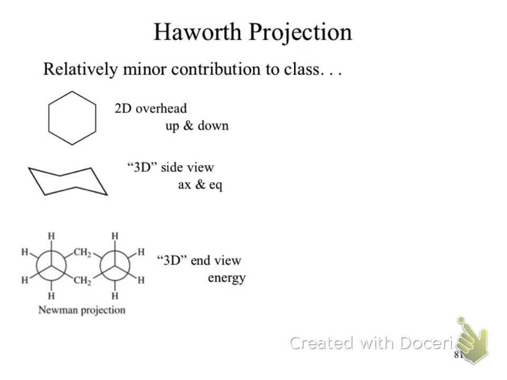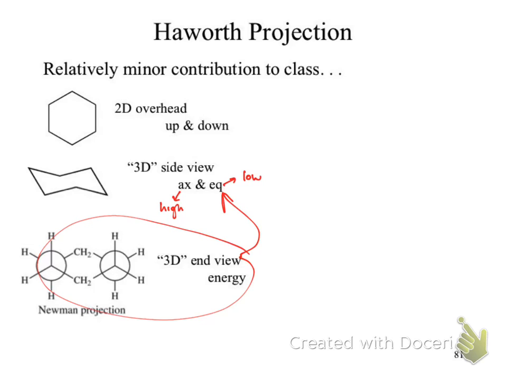So, next kind of topics that come out of this chapter, we have the 2D overhead, which gives us ups and downs, nice and easy to see cis and trans. We get chairs, which are nice, kind of a 3D side view. This allows us to see axial and equatorial pretty cleanly. We get the Newman projection, which is also a 3D end-on view that really emphasizes the energetics. Okay? I would argue that the Newman projection is really just a tool to allow us to say that axial is high energy and equatorial is low energy.